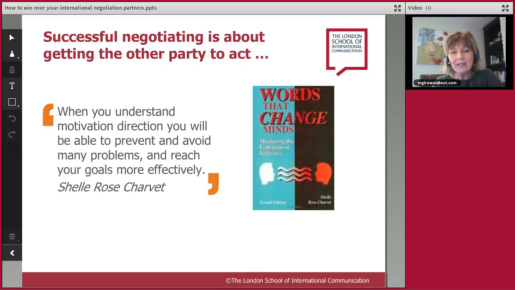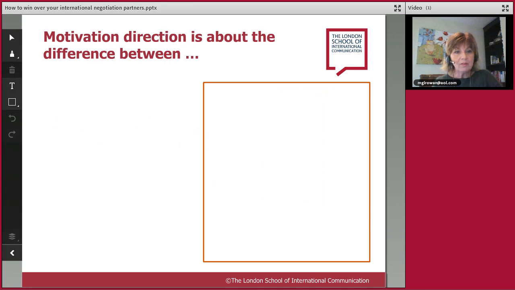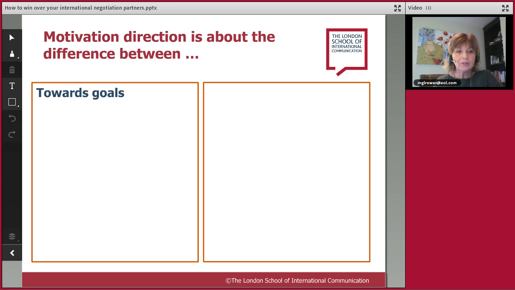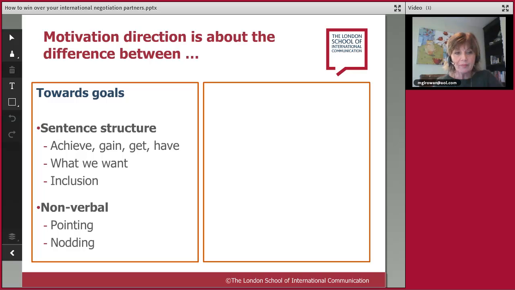So what does that mean, motivation direction? Let's have a look at it and why it even matters. If you've heard of motivation direction before, this might be familiar, but a lot of people have heard of motivation, but they're not aware of the direction being important. So let's see. Motivation direction is the difference between knowing what you want and moving towards your goals.